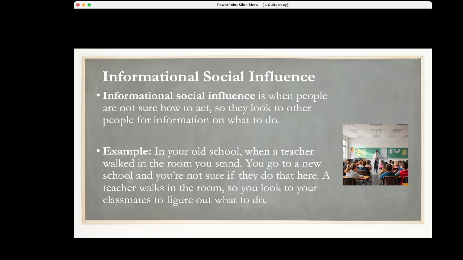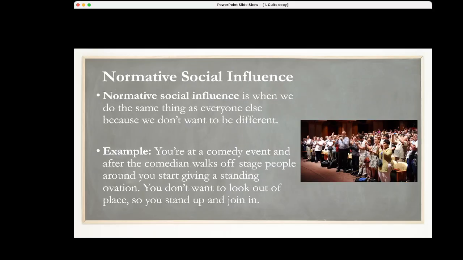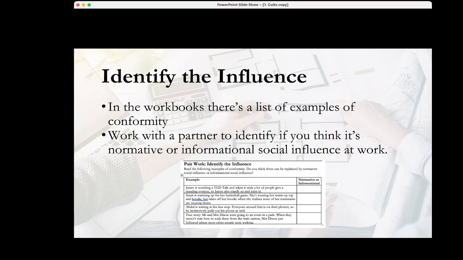Bit of chalk and talk. Informational social influence, normative social influence. And then a simple activity in the workbook. Got some explanations here, and they write down if it's normative or informational. Now, with a lot of these workbook activities, it's not necessarily about getting the right answer. This is just putting some of the cognitive load back onto them, getting them engaging, thinking really about these terms and weighing it up. That's the purpose of it.